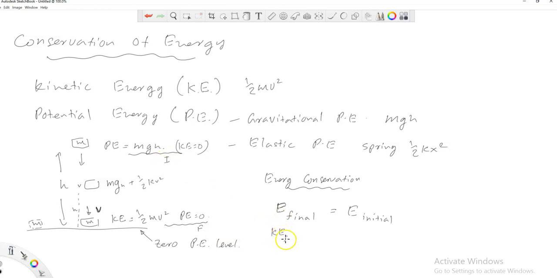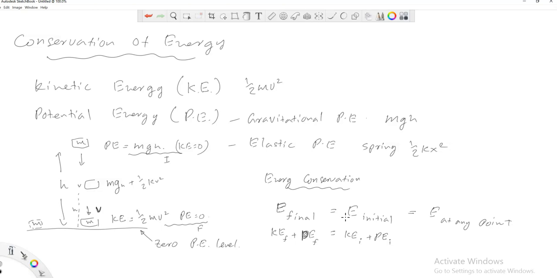Kinetic energy of the final system plus potential energy of the final system is equal to kinetic energy of the initial system plus potential energy of the initial. The total kinetic and potential of the final is equal to the total of the initial. Or if we take any in-between point, that's also equal, energy at any point. This is called energy conservation. The total energy of a system remains the same.